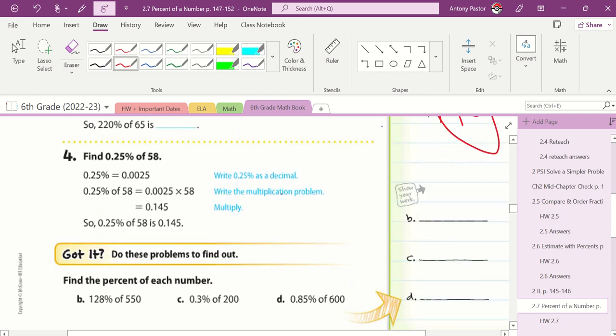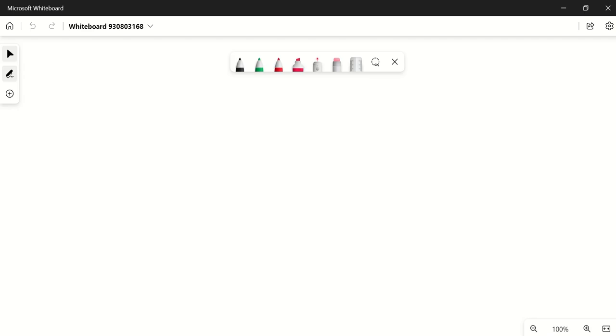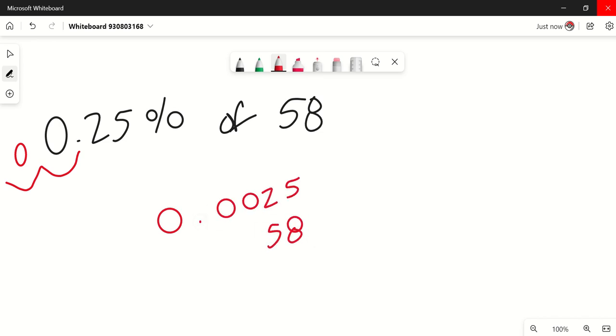And then the exact same thing will happen when you have a less than 1% thing. Clearly, you're not going to be able to do this as fractions at all because you can't put 0.25 over 100. So this is where the decimal thing is going to come into play. 0.25% of 58. Again, percent to decimal will be 2 places to the left. So this will make it 0.0025 times 58 to find out what that is.